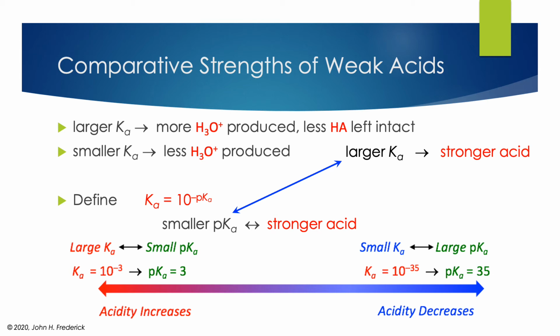On the other side, when I have very small acidity, that may correspond to a very weak equilibrium constant. Ka might be as low as something like 10 to the minus 35. That would be an incredibly weak acid, in which case pKa would be equal to 35. So small Ka goes with large pKa, and that also corresponds to very weak acidity.